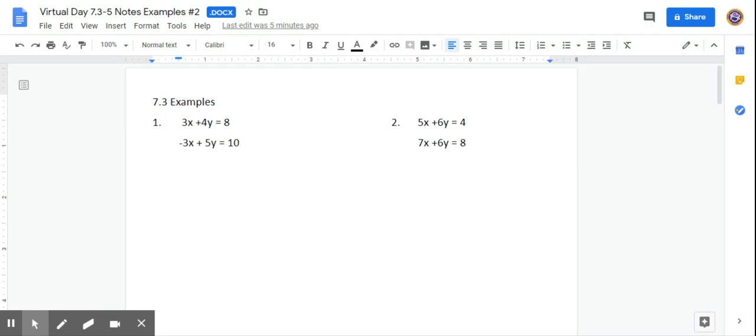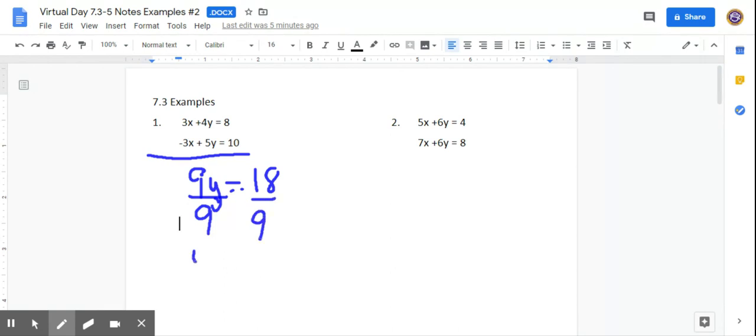Then it says to add the equations. So we're going to add the equations. When we add these equations, we get 3x minus 3x is 0. 4y plus 5y is 9y. And 8 plus 10 is 18. Now we have to solve for y. So if we divide by 9, we get y equals 2. Now we know what y is. Again, remember, we're looking for an ordered pair. So we still need to find x.